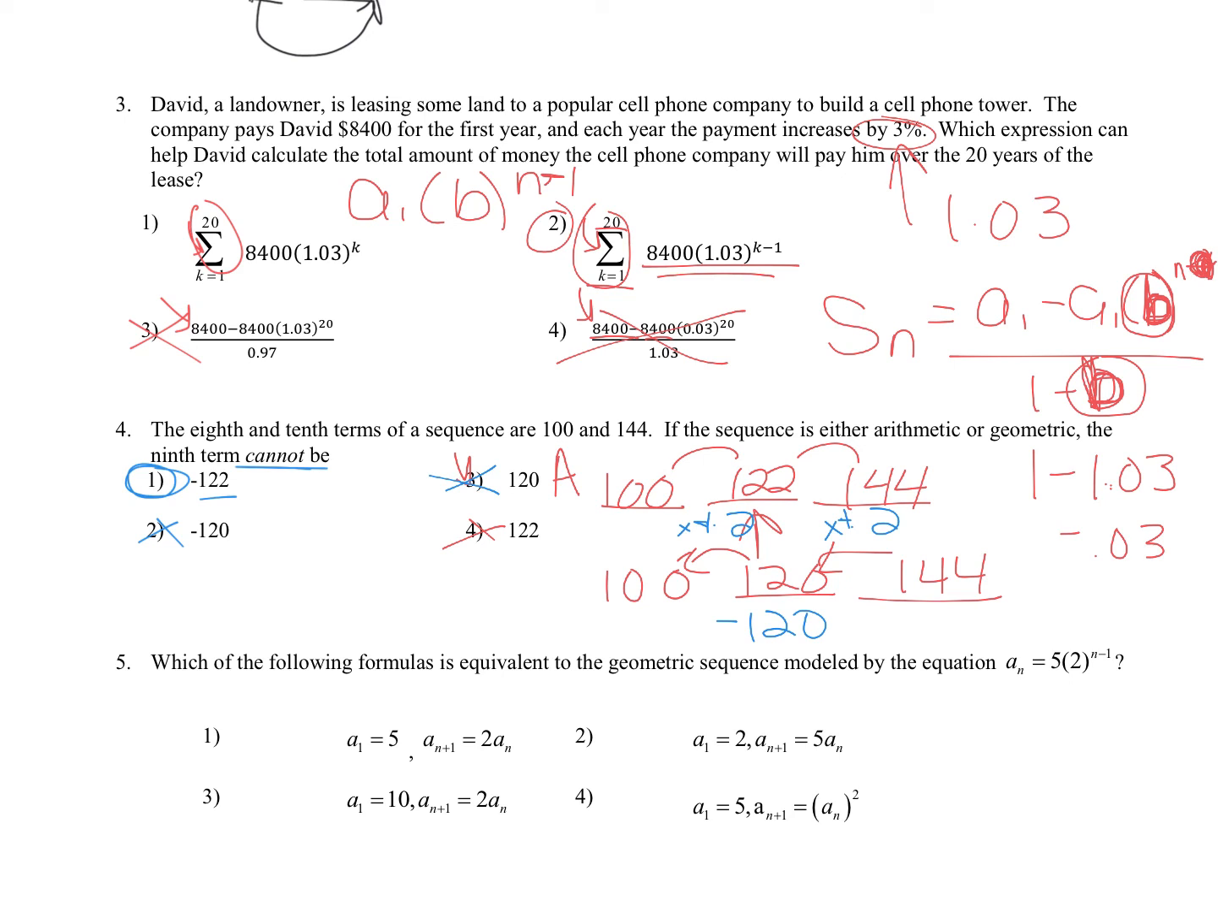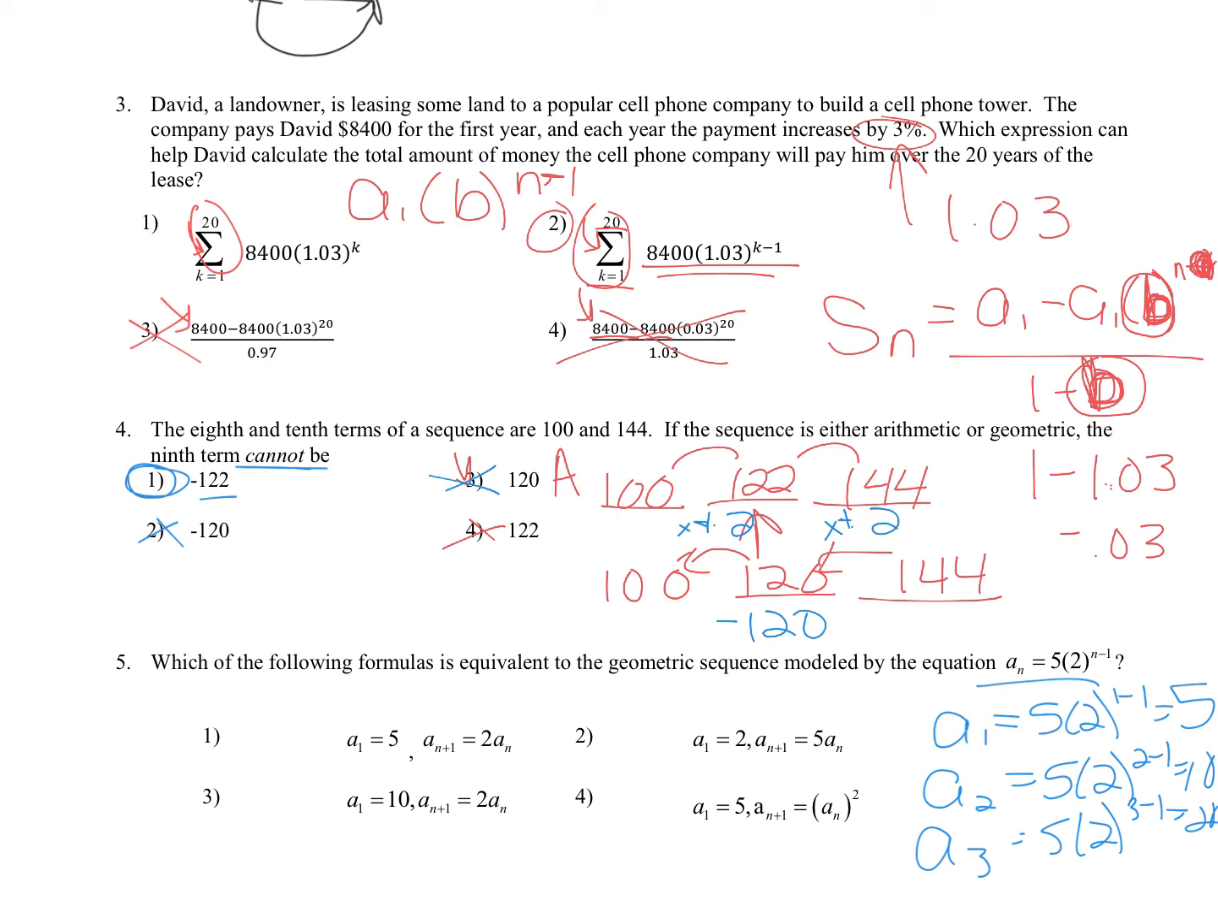The next one says, which of the following formulas is equivalent to the geometric series modeled by this equation? So here we have an explicit formula. Going from explicit to recursive, it's good to write out terms. So my first term, 5 times 2 to the 1 minus 1, that's 5 times 2 to the 0, so that's 5 times 1 is 5. A sub 2 is 5 times 2 to the 2 minus 1, 5 times 2 to the first is 10, and then we have 5 times 2 to the 3 minus 1, so that's 20. So we want a sequence that goes 5, 10, 20.